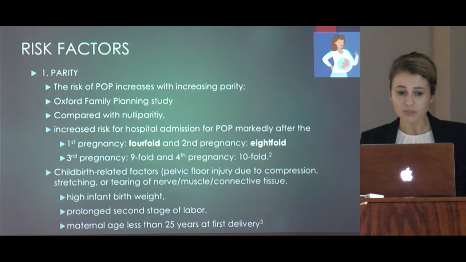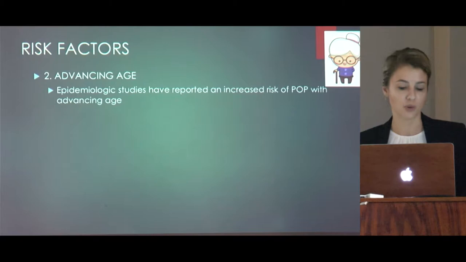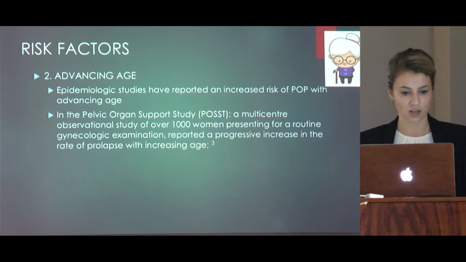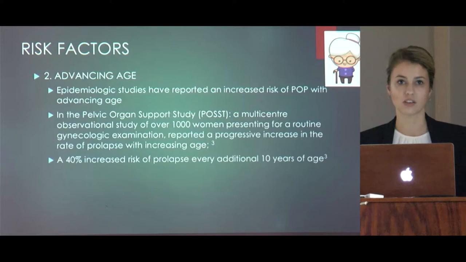Then the next factor is advancing age. Epidemiological studies have reported an increase of risk of prolapse with advancing age. In the pelvic organ support study, which was a multi-center observational study of over 1,000 women presenting for routine gynecologic examination, they reported a progressive increase in the rate of prolapse with increasing age. There was a 40% increased risk of prolapse for every additional 10 years of age.